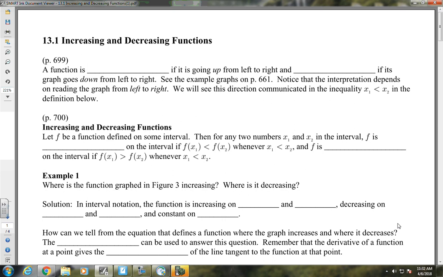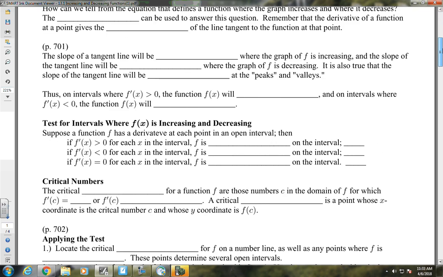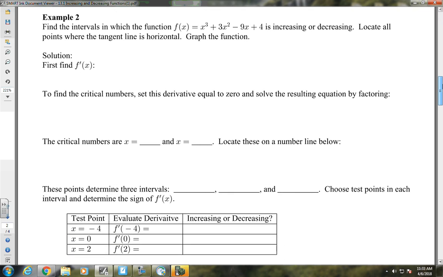In this video, I'm going to be working examples 2, 3, and 4 from the section 13.1 notes. So go through the first bit of information, and when you get ready to work example 2, you can restart this video and we will work together.